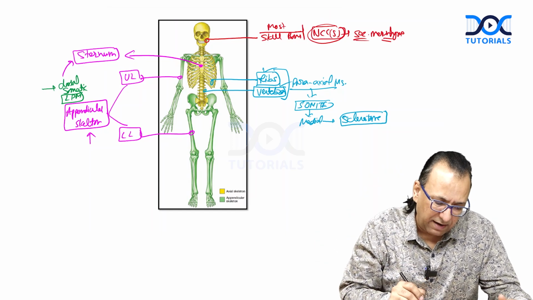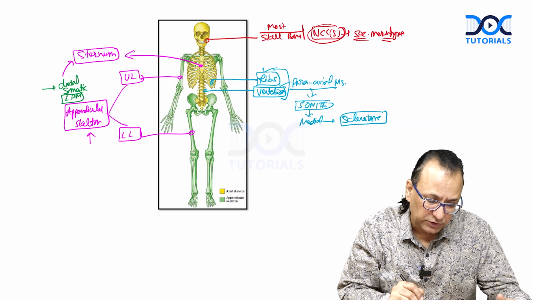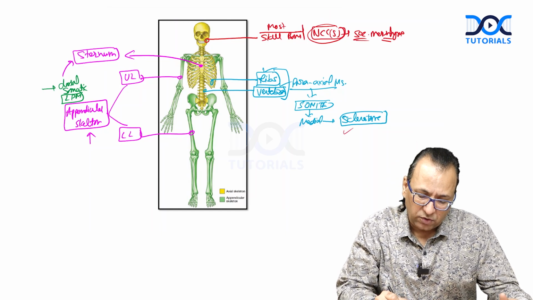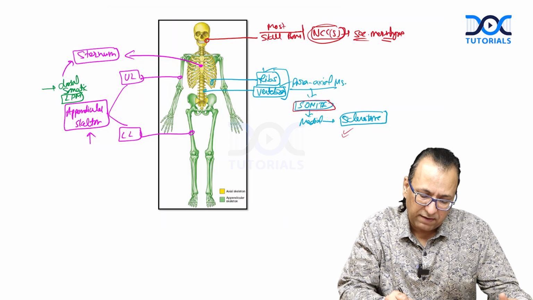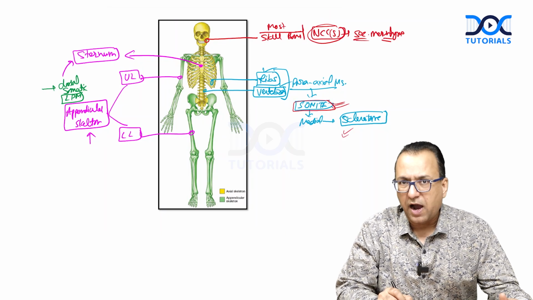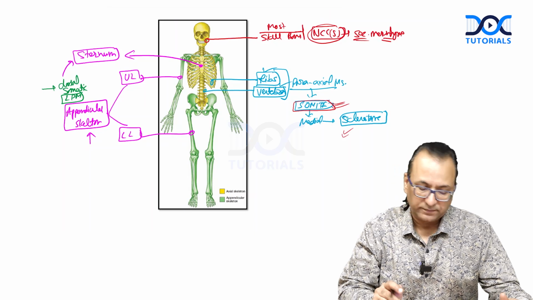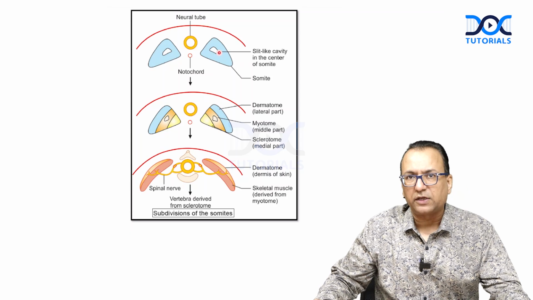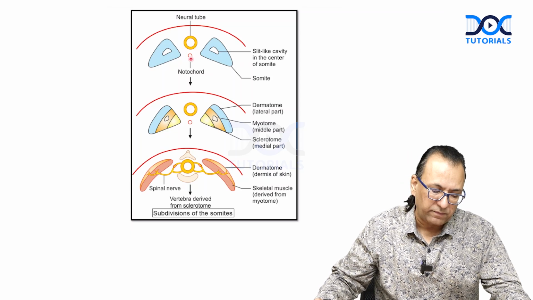So here we have learned some of the bones developing from the mesoderm. Now, this sclerotome portion of the somite we have discussed, but let us look at the other components as well. As we mentioned, there will be the somite, which is a paraxial mesoderm developing on the sides of the axial mesoderm, the notochord.